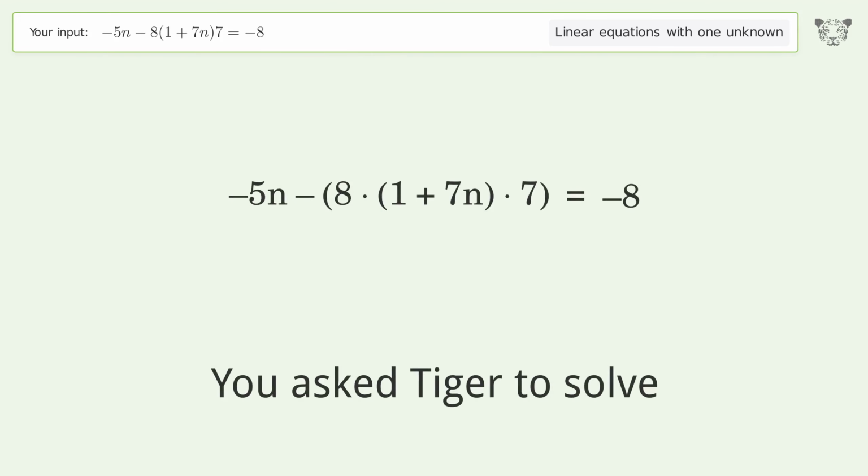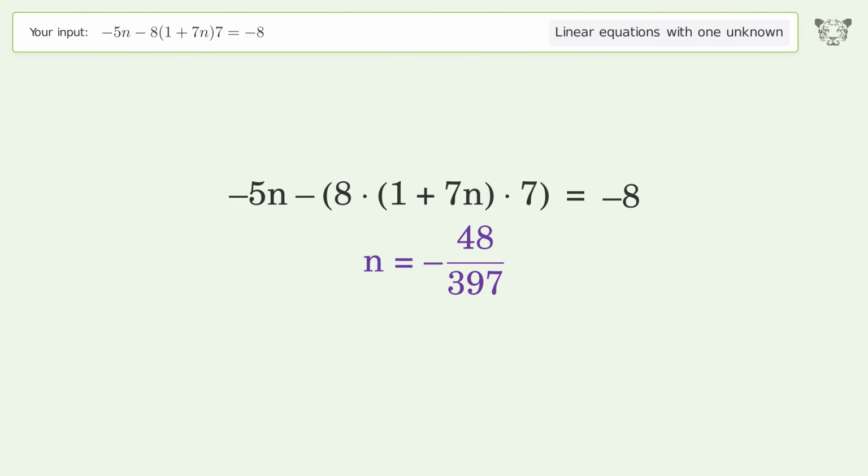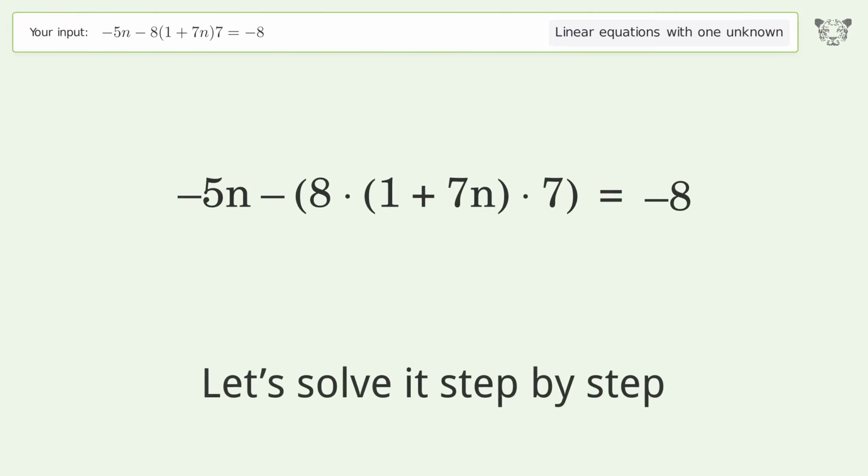You ask Tiger to solve. This deals with linear equations with one unknown. The final result is n equals negative 48 over 397. Let's solve it step by step.